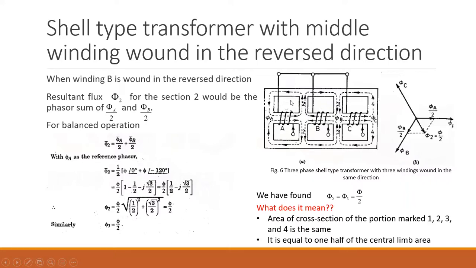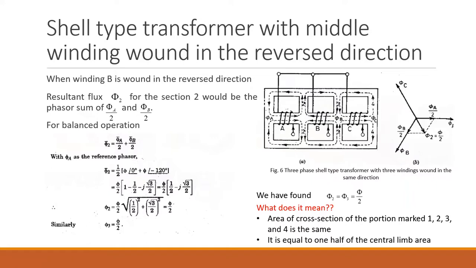So what would happen, the resultant flux in this section will be the phasor sum of the flux produced due to phase winding A and phase winding B. You can consider it as the first transformer and the second transformer. So the resultant flux here will be the phasor sum of phi A and phi B. So phi A by 2 and phi B by 2 is going to give you the resultant flux in this section. Here you could see that both the directions are downward.